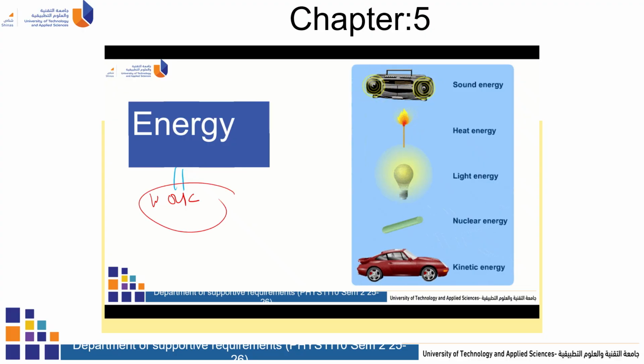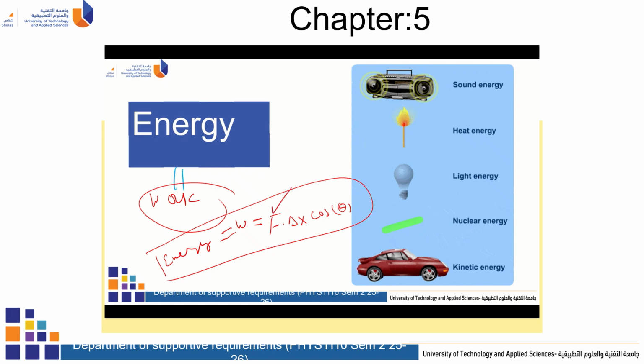For example, if I write the formula for the work, W equals force times displacement times cosine theta, this is the work, as I told you. But if I write here that this is the formula for the energy, there is no harm. Technically it is okay.